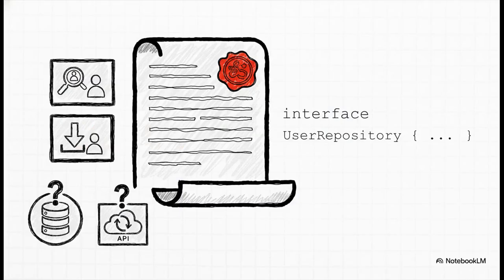Now, this is maybe the most important piece of the whole puzzle, the interface. Think of it like a contract. It defines what our repository is capable of doing. Here it says we can get a user by their ID, and we can save a user. But notice what's missing. There's nothing in here about how it does that. No mention of an API, no database, nothing. This is the heart of the pattern.